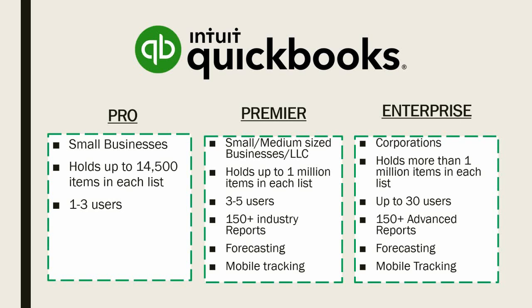Now, we're looking at a business, right? A business can have anywhere from, starting point, one customer, or it could have thousands of customers. So that's essentially why a Pro is more beneficial for smaller businesses, because you won't really need that much space to be able to enter in. 14,500 should be plenty enough. And you can have about 1 to 3 users have access to the same file at the same time. Okay.